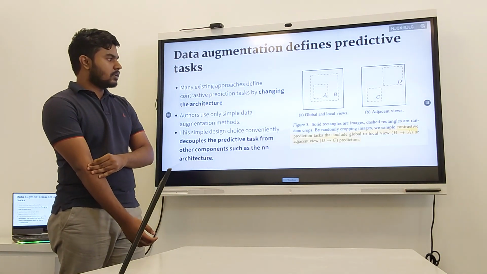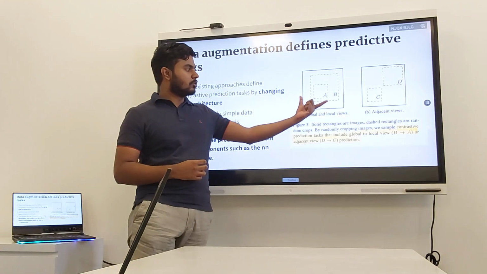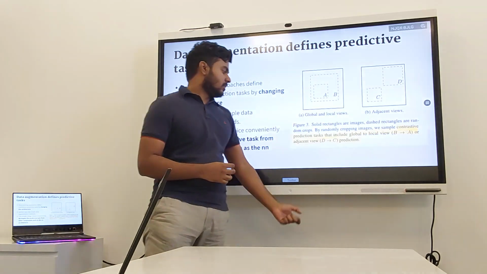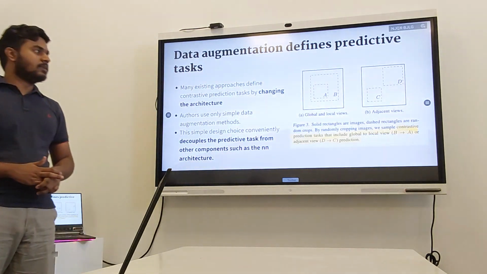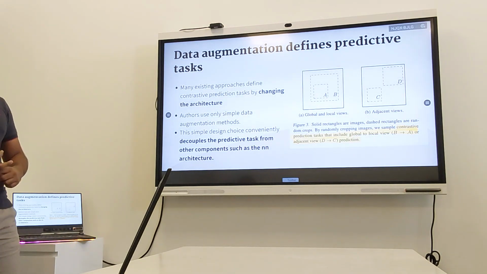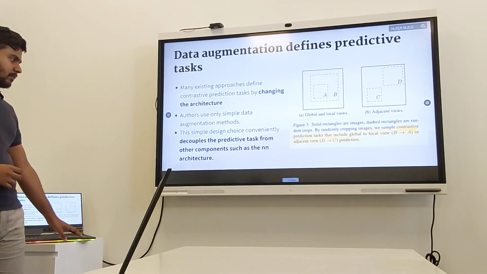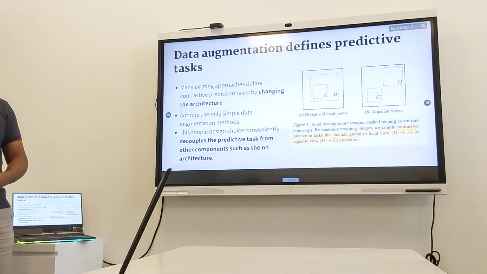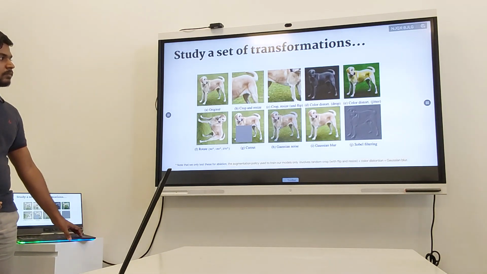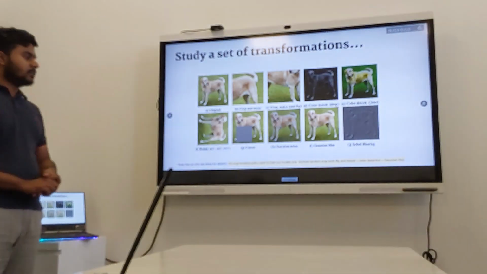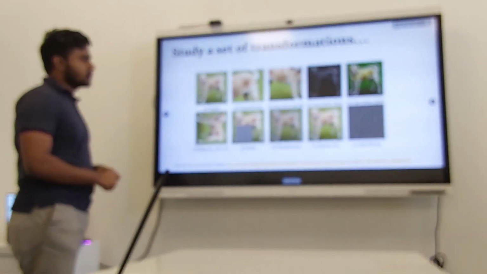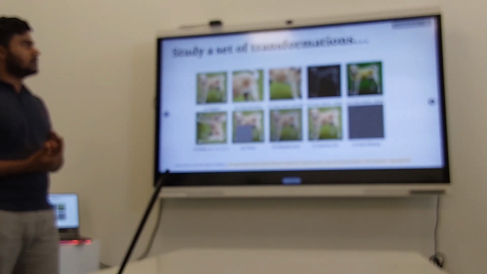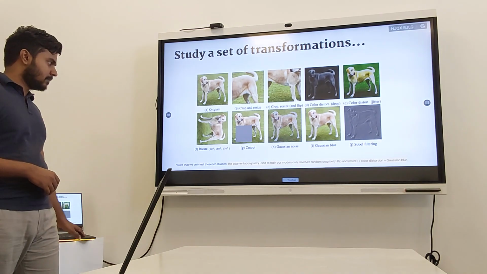So the contrastive prediction task becomes global-to-local view prediction here, and this one, adjacent view prediction. So it's mainly the contrastive prediction task done through augmentation. This also decouples the predictive task from other components such as the neural network. Although they have used only 3 augmentations in the paper, they have studied a set of transformations in ablation studies.